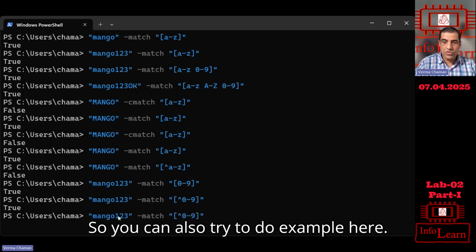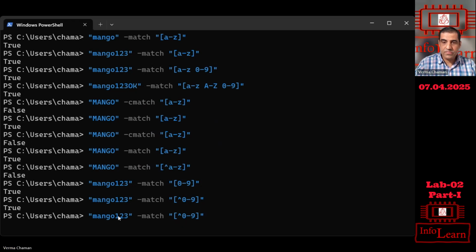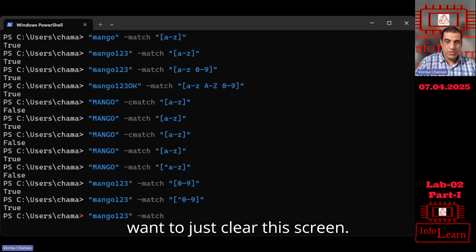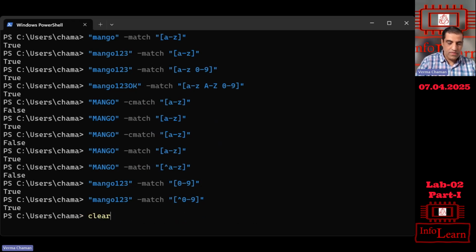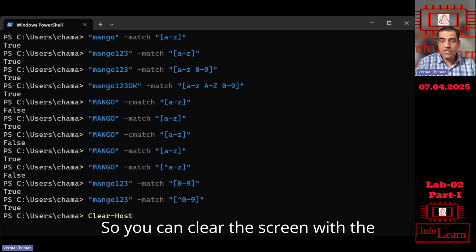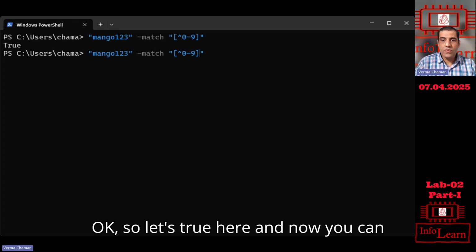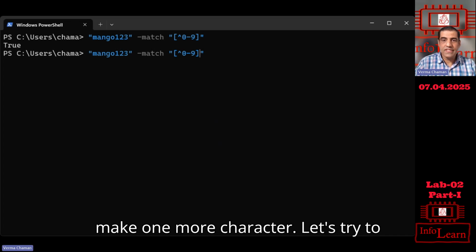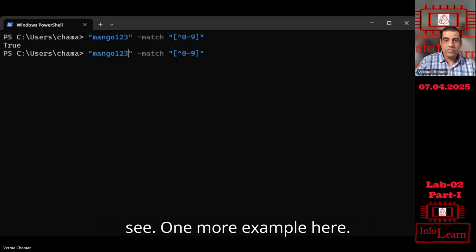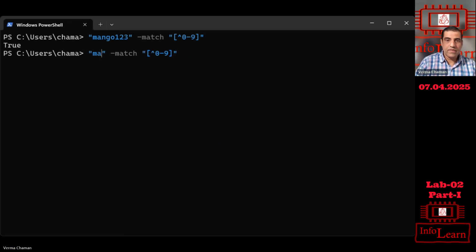You can also try an example here. Let's see. I want to clear this screen. You can clear the screen with Clear-Host. Okay, so let's try here. And now you can make one more character. Let's see one more example here.